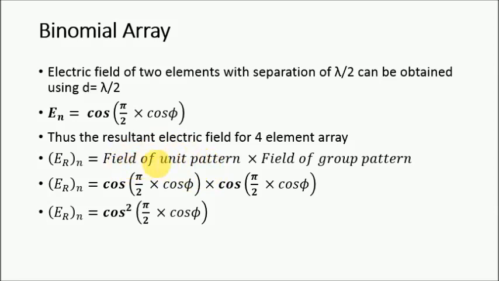Here we have two elements. The first, the unit element, has the pattern cos(pi/2 cos phi), and the group pattern has the same electric field, cos(pi/2 cos phi). From the two element arrays, if you multiply these, we get the resultant electric field for the 4 element array, that is cos squared(pi/2 cos phi).